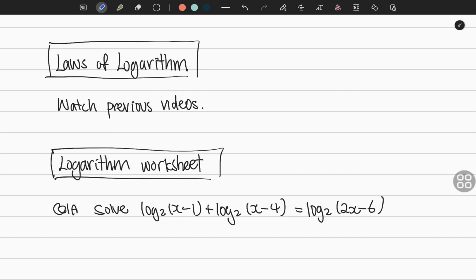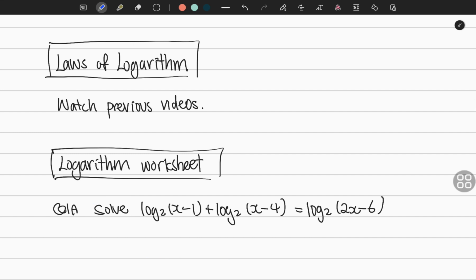So in question 1a, we have an equation where we are supposed to solve it. And just remember that whenever you have solved, it means that your answer should be x is equal to something. Or you can have two answers actually, or three, depending on the question itself.